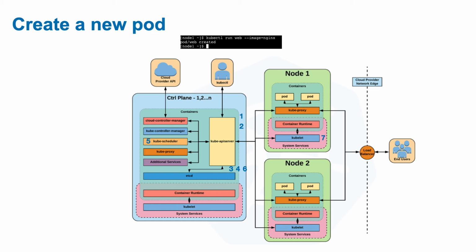Kube API Server then sends the information to the Kubelet on the node which has been assigned by Kube Scheduler. Kubelet makes the appropriate API calls to the container runtime and creates the pod. Kubelet also updates Kube API Server that the pod has been created, and Kube API Server updates etcd with the state of the pod and responds to your command saying that pod web has been created.